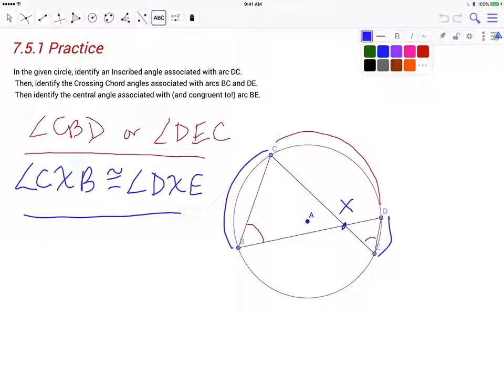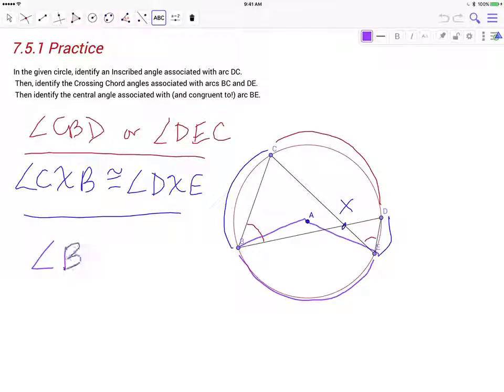And the third one, let's do this in purple. Identify the central angle associated with and congruent to arc BE. Arc BE is way down here. We know that central angles always use the center. So in this case, we need to draw in something here, right? So the central angle would be angle BAE.